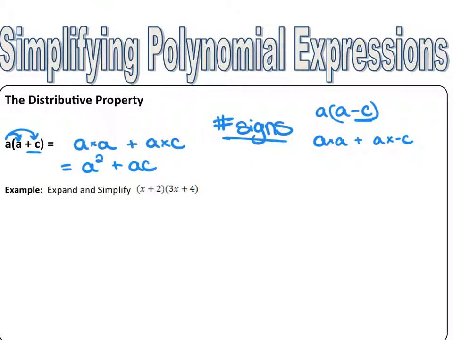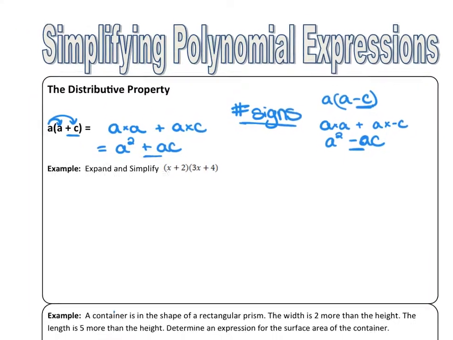So as I was saying, in this case, it would be a squared and then a times negative c. Anytime you have a positive times a negative, it becomes negative. So notice the difference there. This one was a plus and this one was a negative. So please just pay attention to the signs, because that's where most of the mistakes happen.